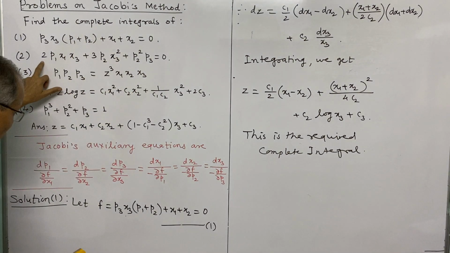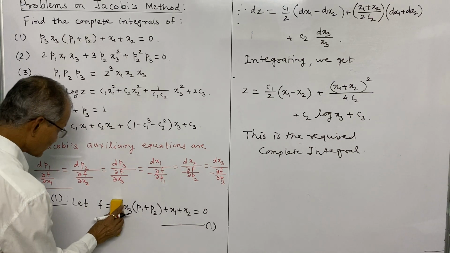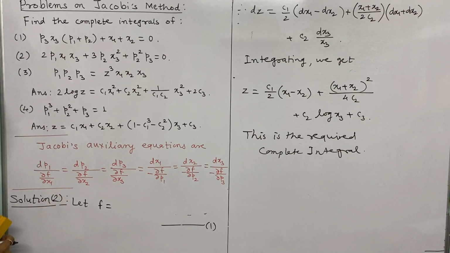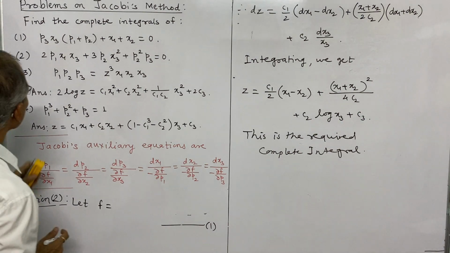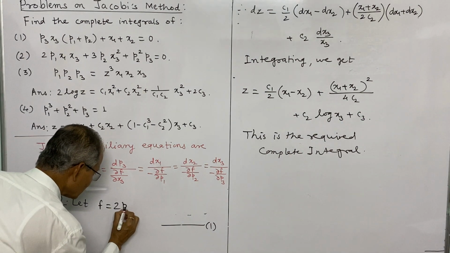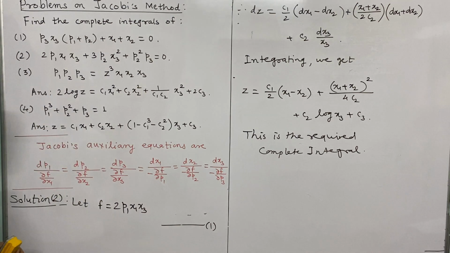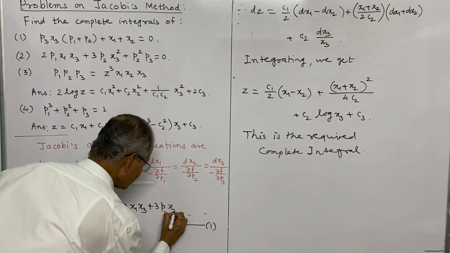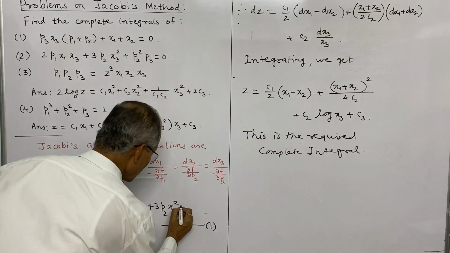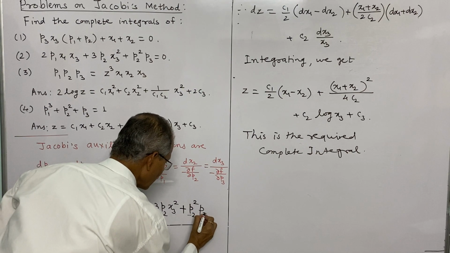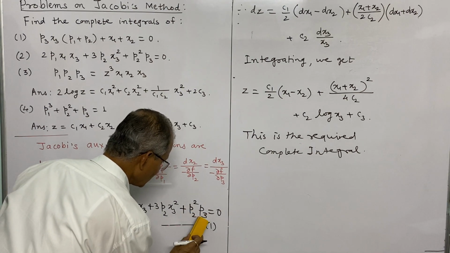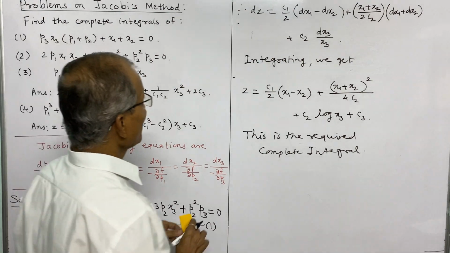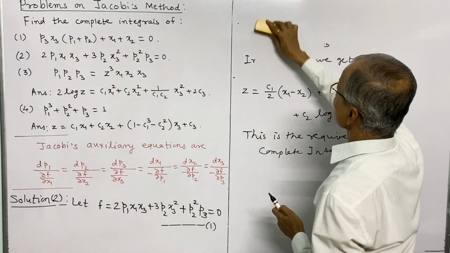Now we consider the second solution for the second. So second also we will write as function f. Solution for 2. Let this f be 2p1 x1 x3 plus 3p2 x3 square, and next is plus p2 square p3 is equal to 0. So this is our function. Given equation is to be taken as f, small f, and now we write the Jacobi's auxiliary equation.